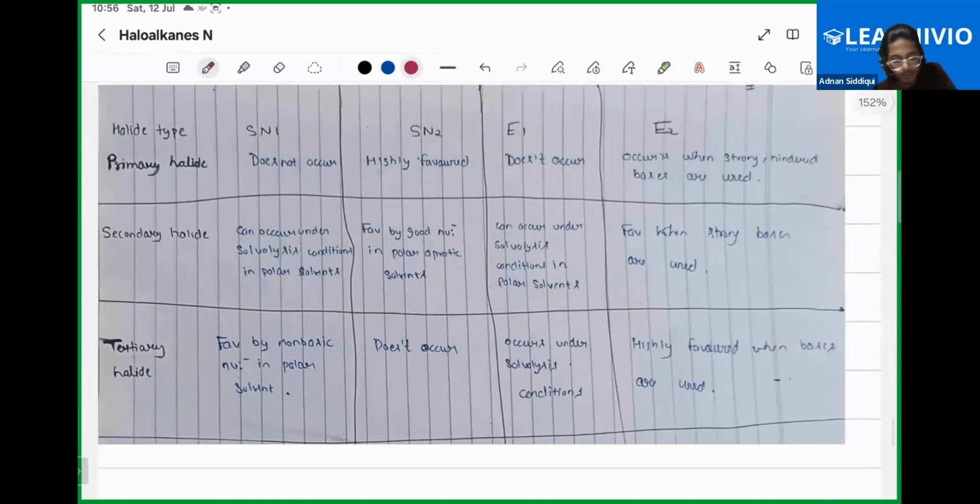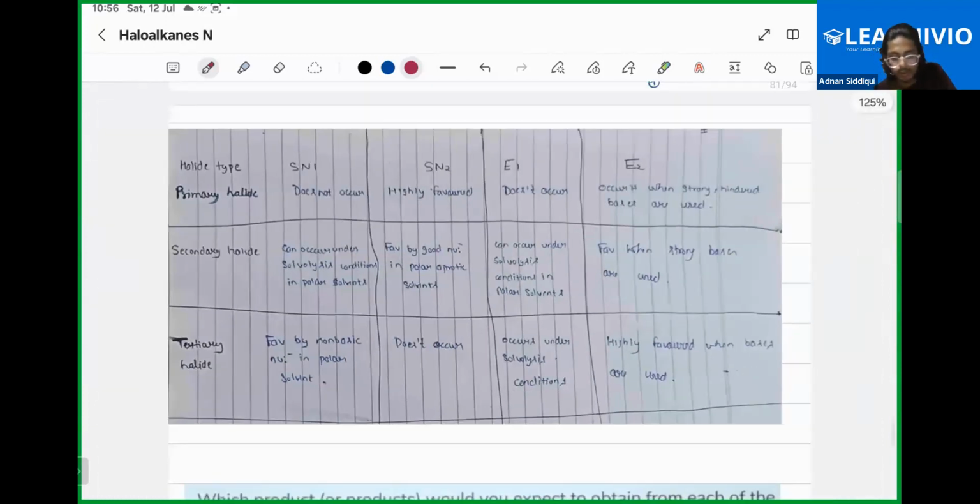For tertiary, SN1 is favored by a non-basic nucleophile in polar solvent. SN2 will never occur in tertiary halide. E1 occurs under solvolysis condition. E2 is highly favored when bases are used. So you can go through this, and it will make sense after you have revised all of them, like SN1, SN2, E1 and E2. If you see this after that, it will make sense.